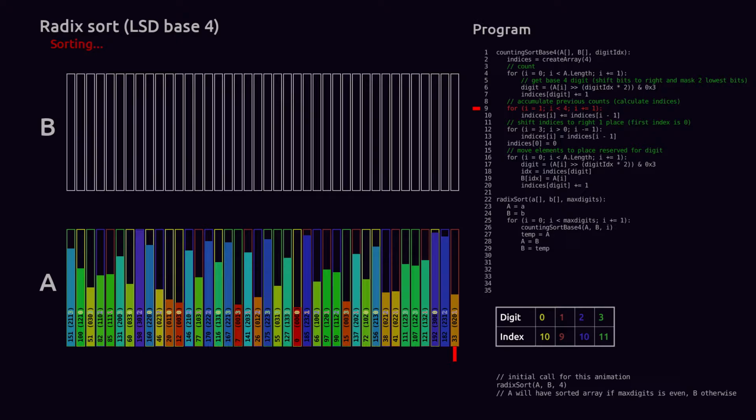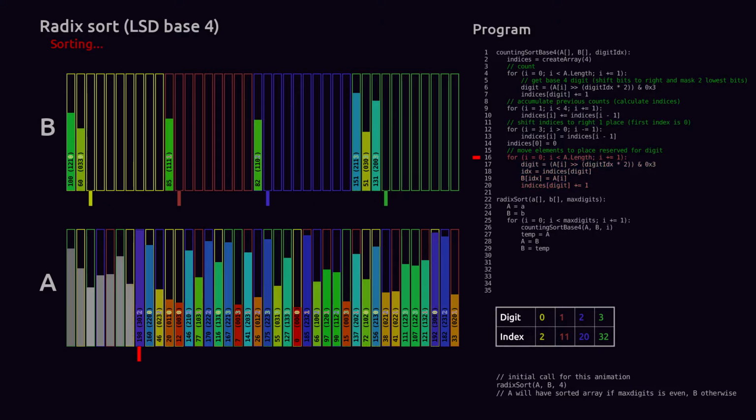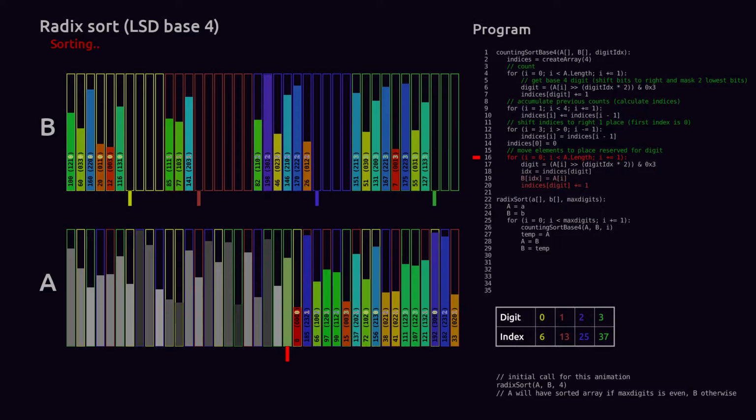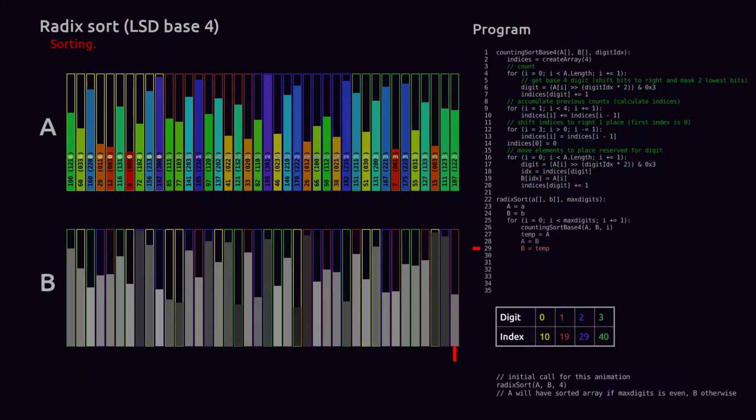Now we reserve space for elements of each digit. We know we have 10 of digit 0, so elements with digit 1 should start at index 10. We accumulate the counts left to right, and then shift one place right. Now we just move the elements to the other array based on digit. From here the process is repeated on the other digits, swapping arrays each time.